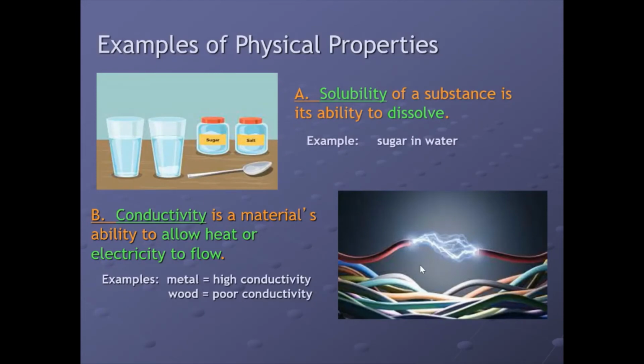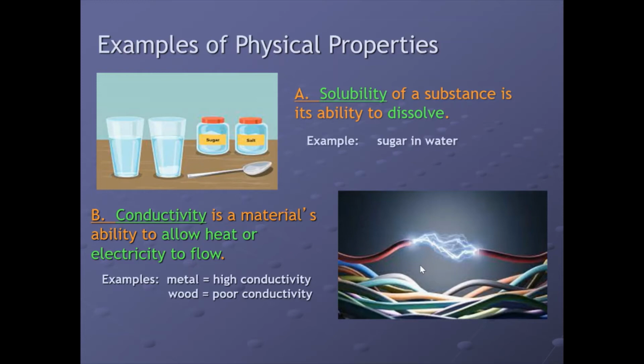Let's see a few more examples. Solubility of a substance is the ability for something to dissolve. That would be a physical property of something. It's how it dissolves into something else. Conductivity, which I mentioned earlier, is a material's ability to allow heat or electricity to flow, right? That's why you never want to stick a metal object in a wall socket, because that metal object will conduct electricity and the electricity will pass through the object and into you, which you definitely don't want.